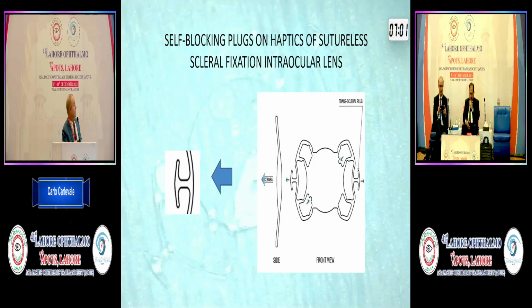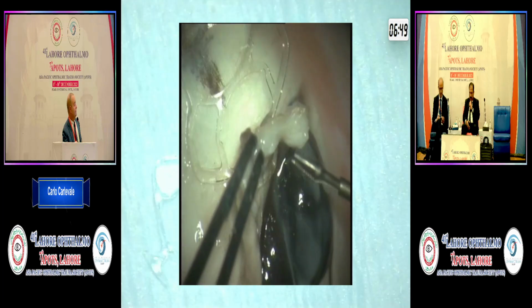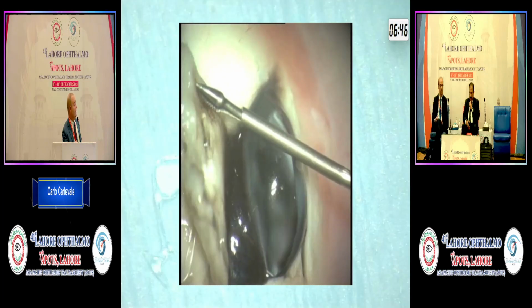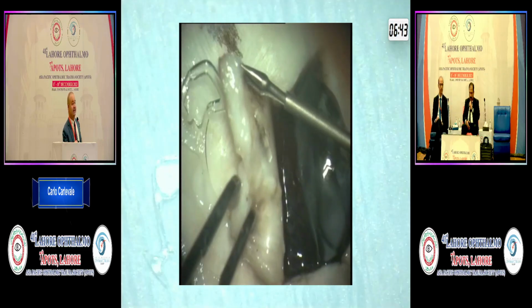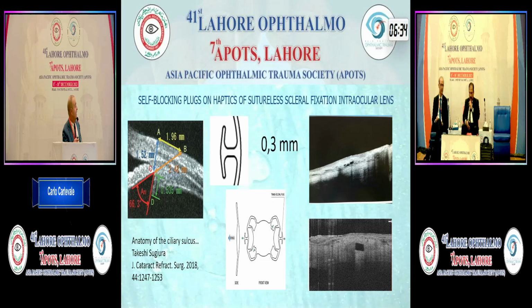What is the principle? This hook, this T-shaped plug, works like a harpoon. Once it is pulled through the thickness of the sclera using a microforceps, it opens on the other side and stabilizes the lens to the sclera without any need of stitches. The plug is 0.3, and you can see here how nicely it is buried deep in the sclera, without any sign of inflammation or deformation of the surface of the sclera.